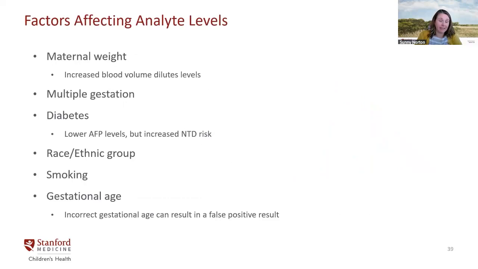There are factors that can affect these levels, and we confirm all of these during genetic counseling because we have seen patients where they come in with positive results for AFP, but we have incorrect information for them. Their weight was written incorrectly, twins and we didn't know about it, smoking or diabetic status, these can all affect it. And if those are reported correctly, sometimes it can change the results.